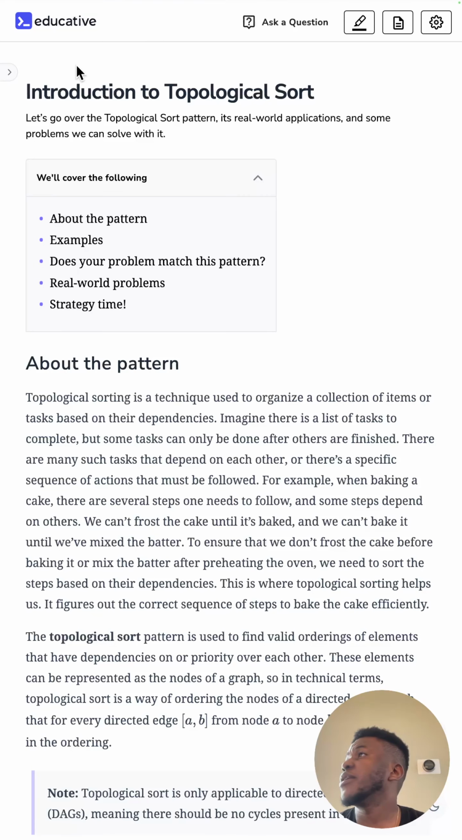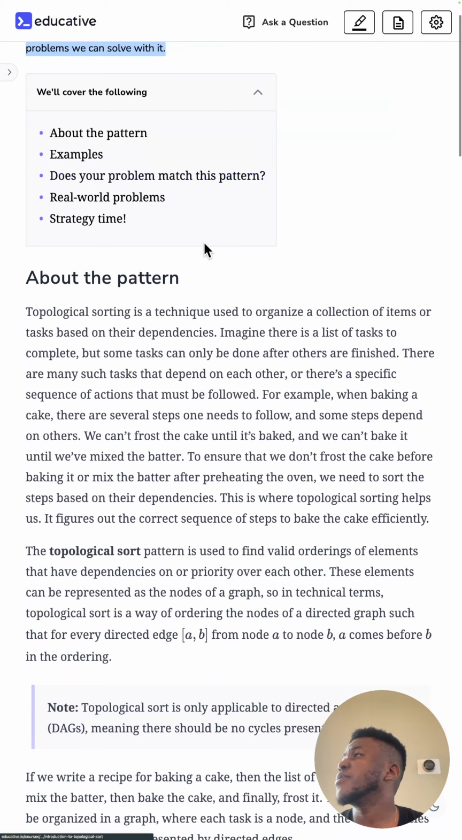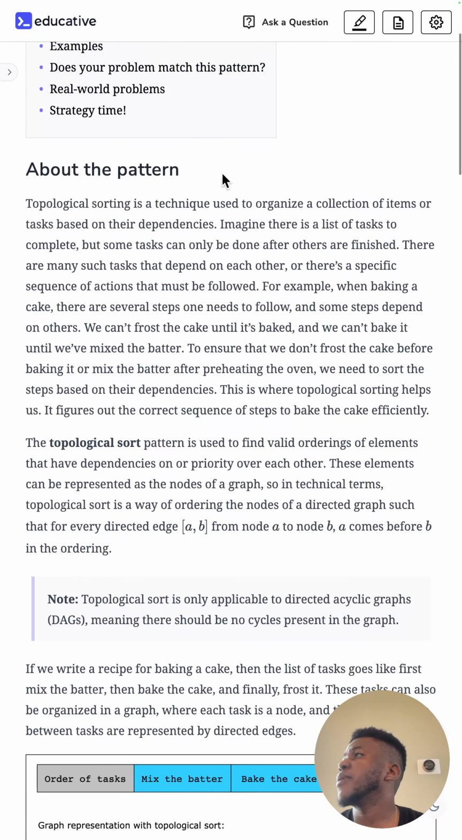All right, new pattern, day 93. We're doing topological sort. The pattern is real world applications and some problems we can solve with it.